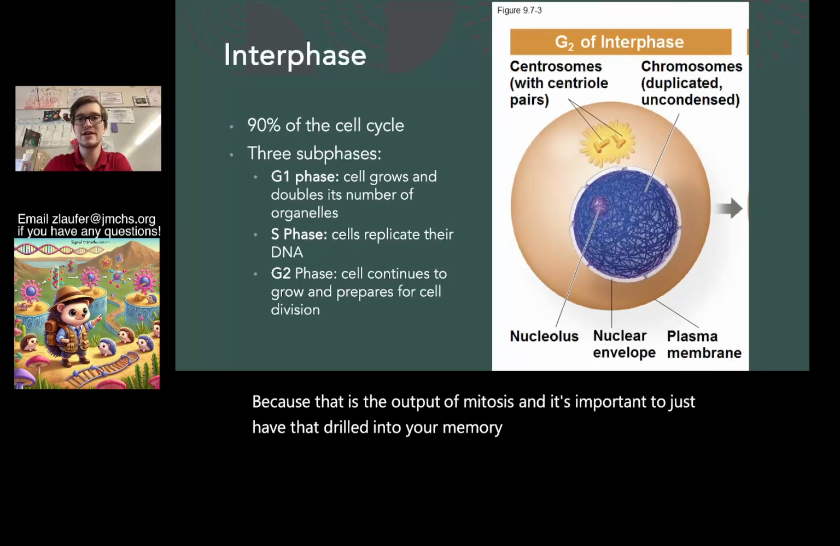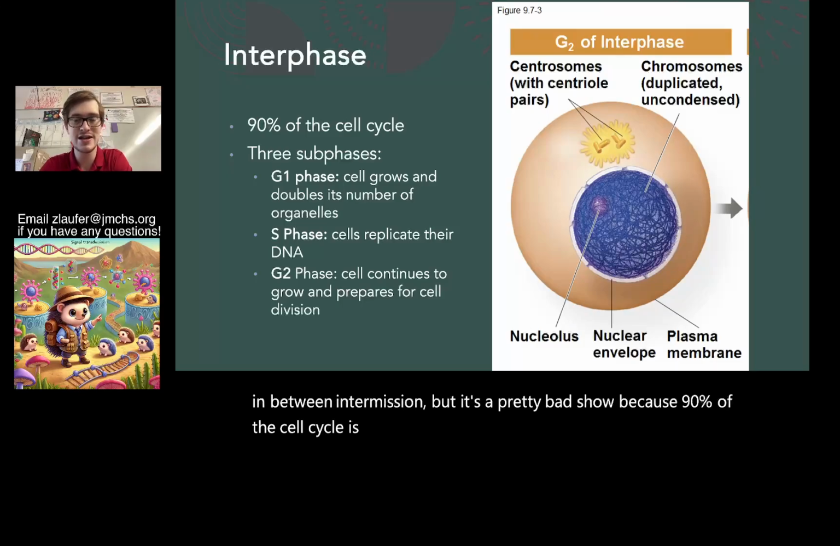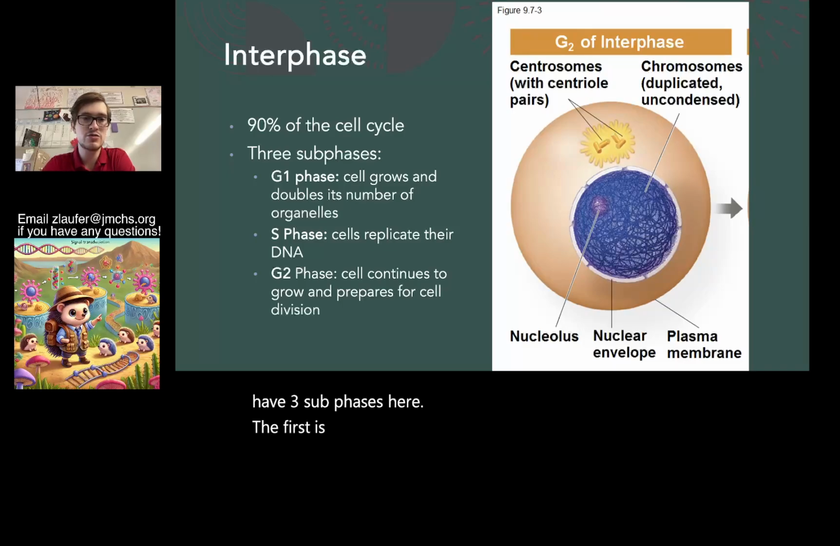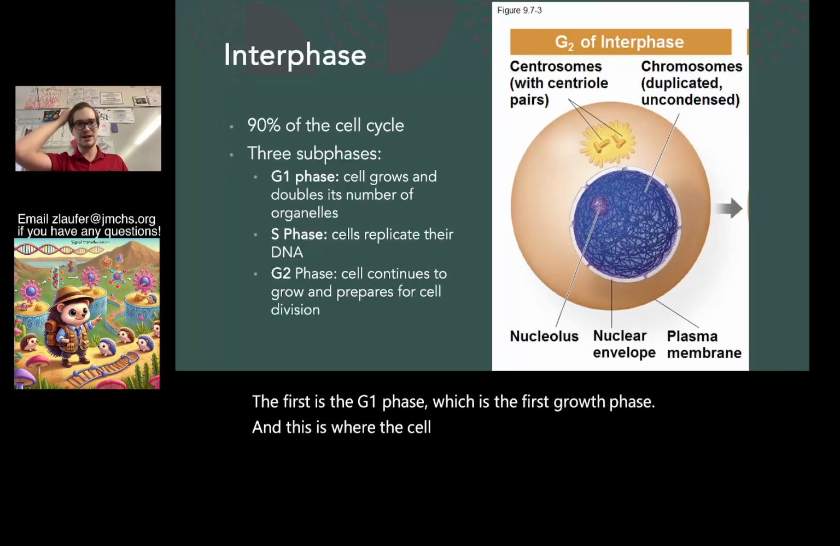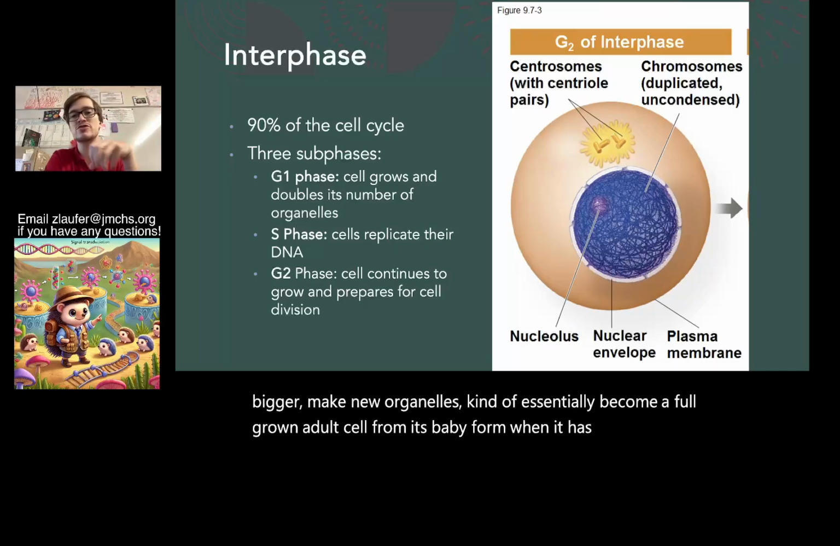So, interphase. Like I said, it's the in-between intermission, but it's a pretty bad show because 90% of the cell cycle is spent in interphase. So a majority of its life. And we have three subphases here. The first is the G1 phase, which is the first growth phase. And this is where the cell is going to grow, physically become bigger, make new organelles, kind of essentially become a full-grown adult cell from its baby form when it has just been formed. It doesn't quite have all the machinery in place.